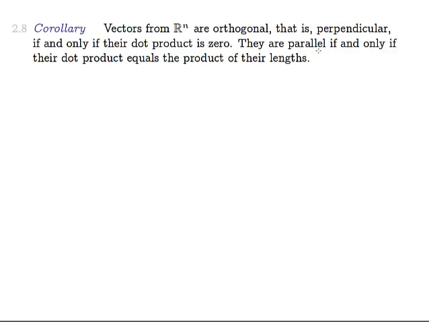And two vectors are parallel if and only if their dot product equals the product of their lengths. Similarly, if two vectors are parallel, what's the cosine between them? Cosine is 1. You can follow through that reasoning to show that the dot product must equal the product of the lengths. Okay, that's it.